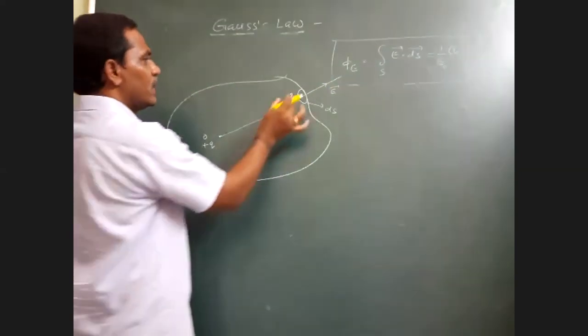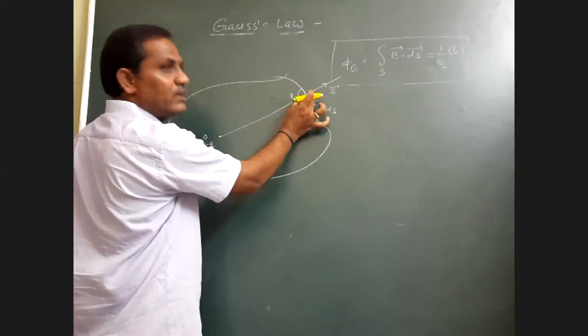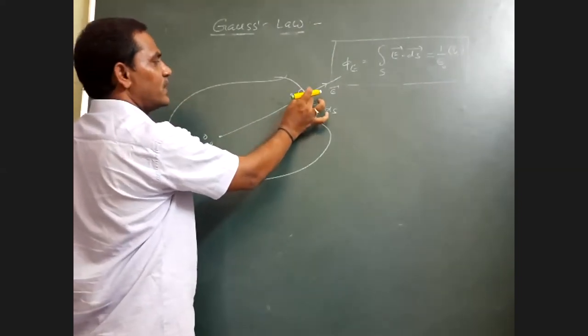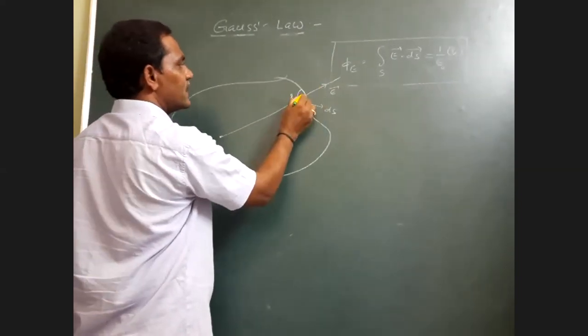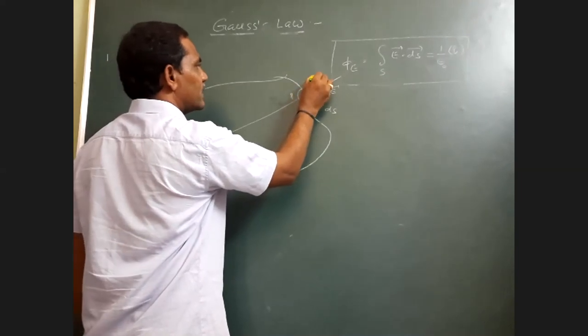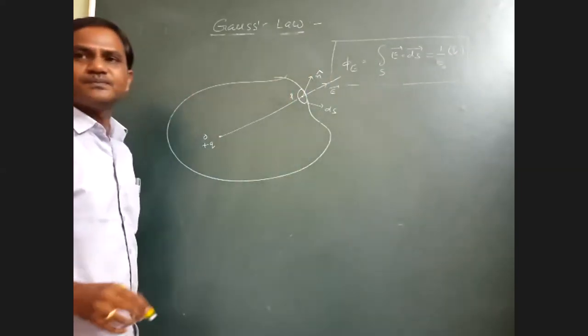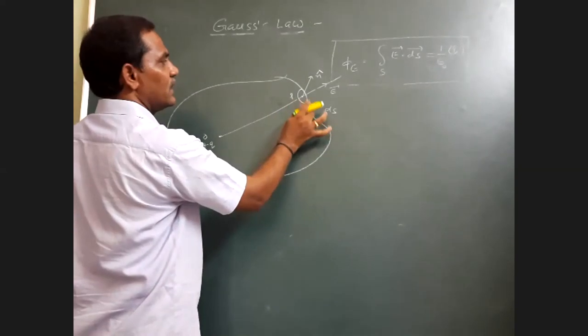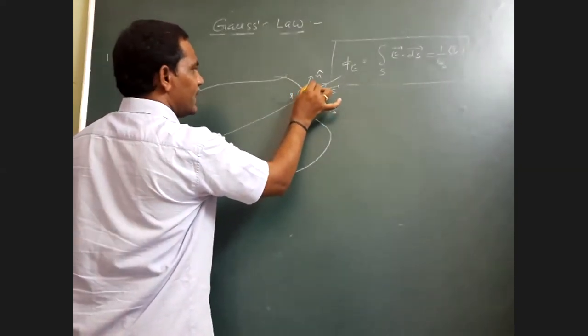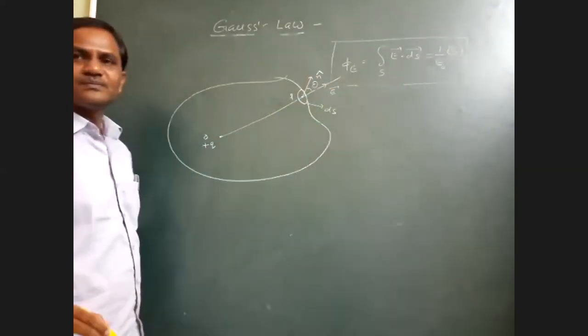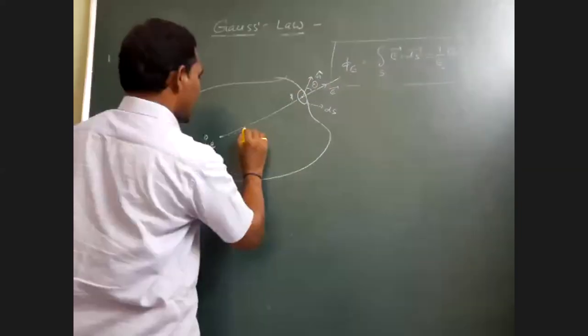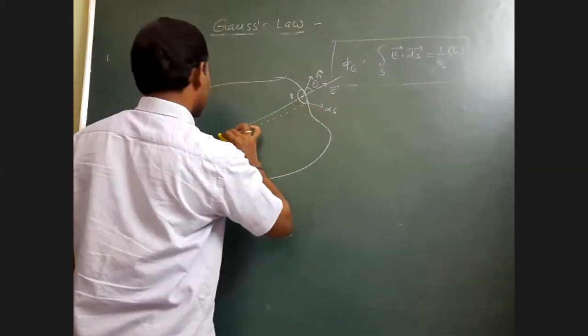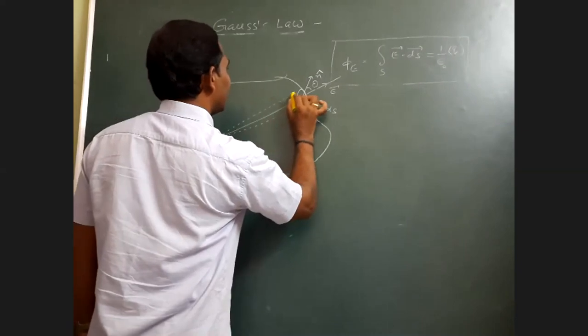Already I told you, the small element is a vector quantity, area element. So what is the direction of this area element? That is the outward unit vector, normal unit vector n cap. That is the direction of ds bar. Say that the angle between n cap and E bar is theta. Now I am joining this surface area element periphery.